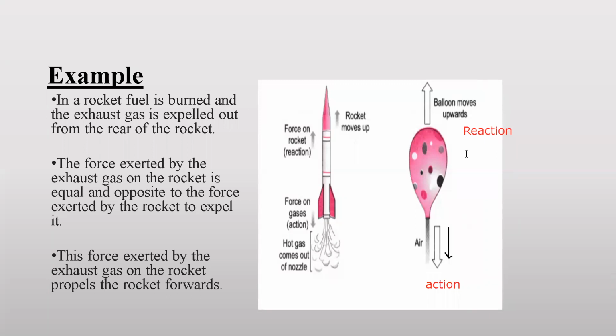Now almost the same concept applies to the rocket. You might have seen that when a rocket leaves the land, just as it starts, a lot of gas is released from the rear end of the rocket. Actually, what happens inside the rocket is that due to combustion of the fuel, a lot of gas is produced, and that gas is allowed to eject or rush out.